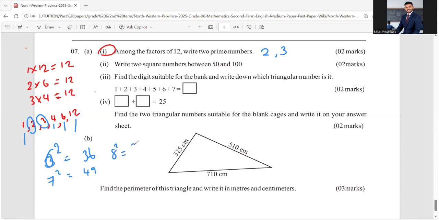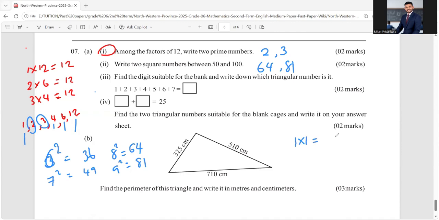8 squared is equal to 64. Okay, that's okay. You can write 64. And 9 squared is equal to 81. You can take 81. And if you don't know how to get the square numbers, you get square numbers by multiplying that number by itself.